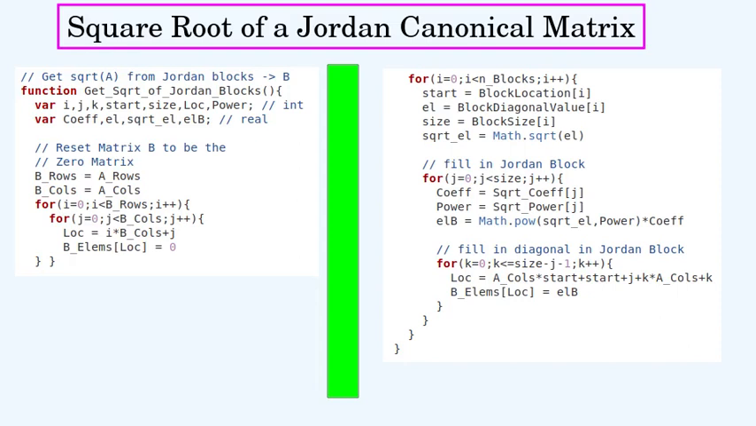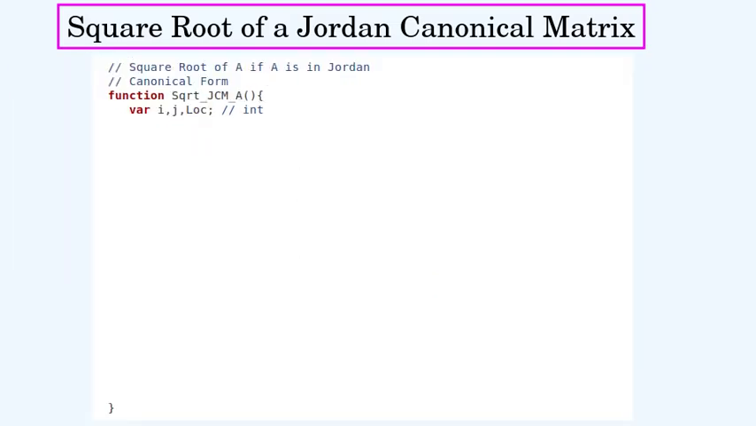We'll put in each entry that we find as we go diagonally through the Jordan block in a direction going right and down. This is the block in B that's in the same location as the block in A. And so this gives us the completed square root of the matrix A in Jordan canonical form. Now we can put all of these functions together into this one function. We'll assume that we've already called the function that creates the square root table earlier.